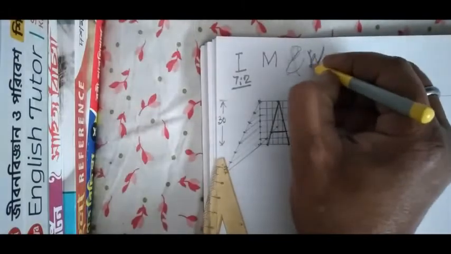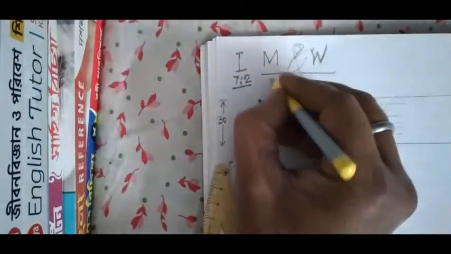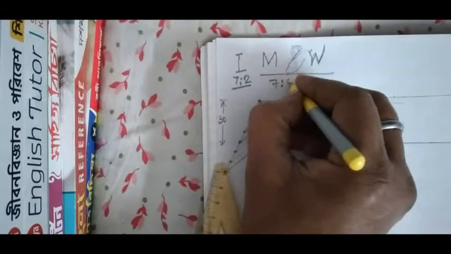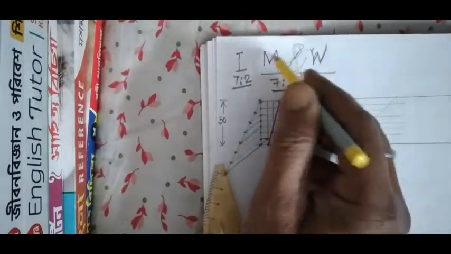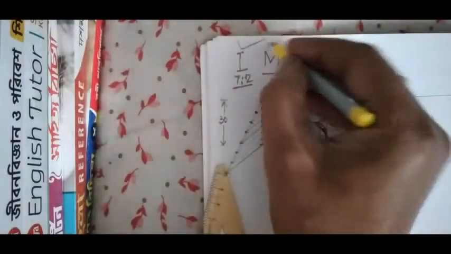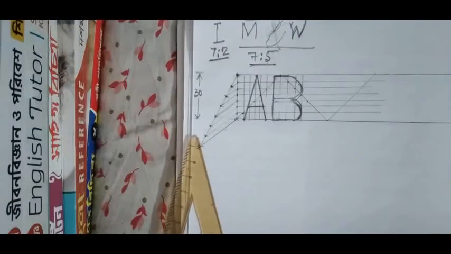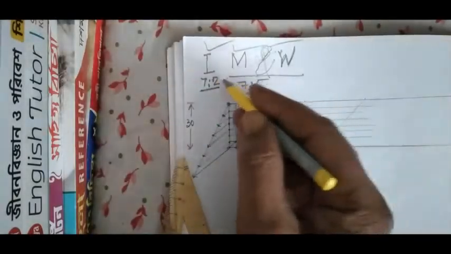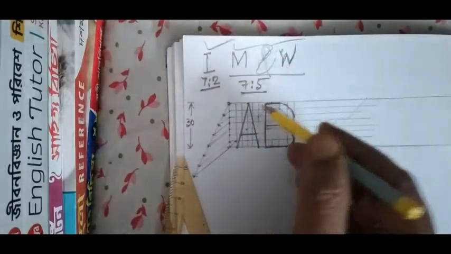Sorry, the pencil is not there. M and W are in 7:5 ratio, meaning if the height of M and W is 7, then its width is 5. Understand? Except these 3, 1, 2, 3. So I is drawn in 7:2 ratio, and M and W in 7:5 ratio. Understand? So similarly you have to draw 0 to 9 in your lettering. This is called single stroke vertical lettering. Understand?